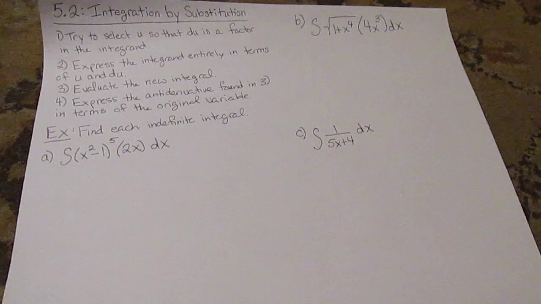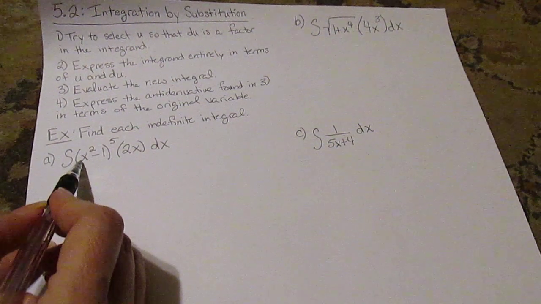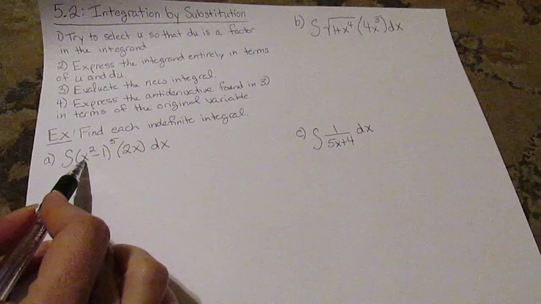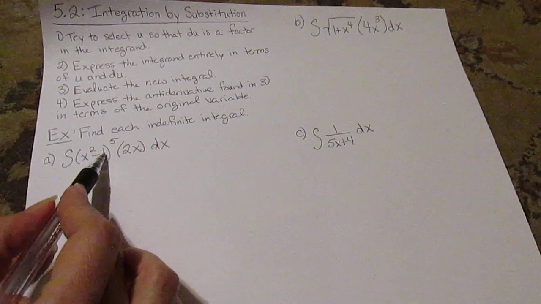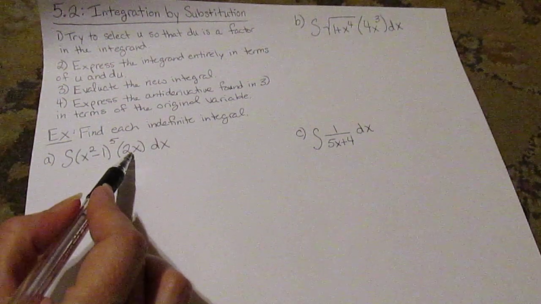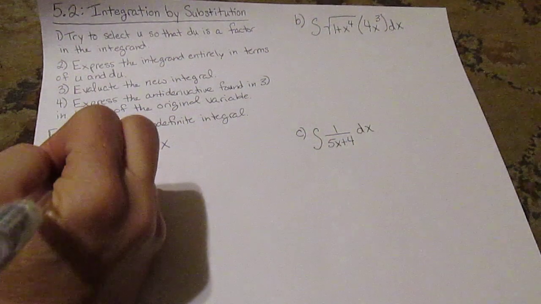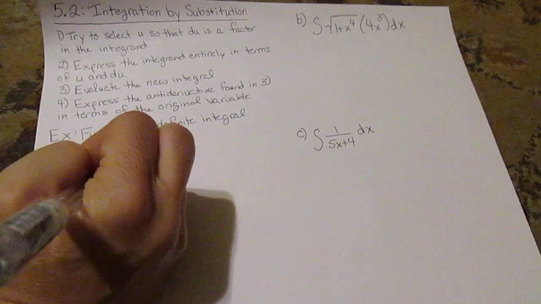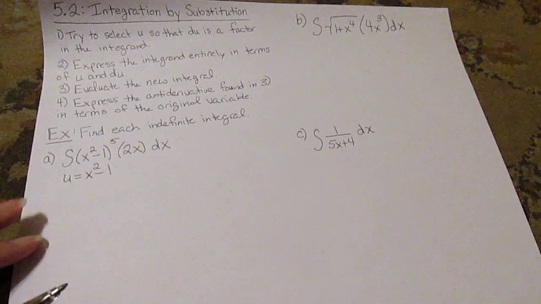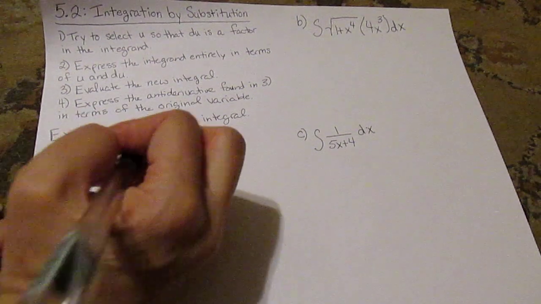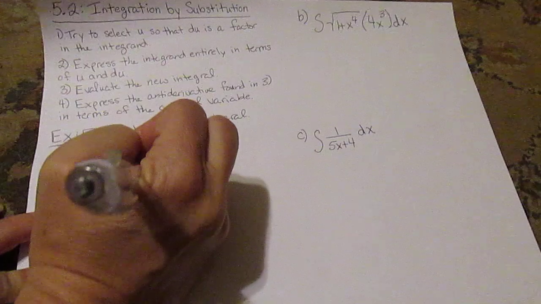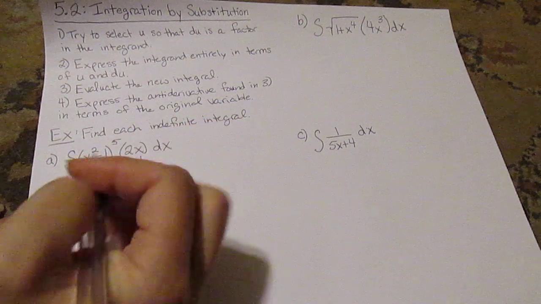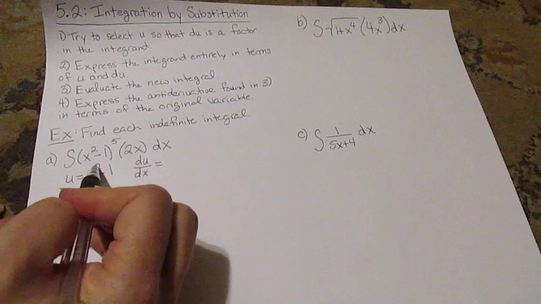Okay? And usually the trick is you see parentheses, and if you take the derivative of this one, we get this. So that's a clue right there. We want to let u equal x squared minus 1. That way, when we take the derivative, and I'm going to write taking the derivative as du over dx, well the derivative of this is 2x.